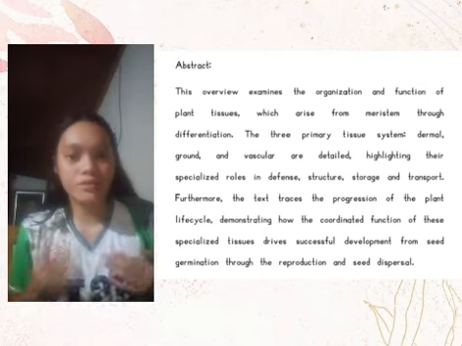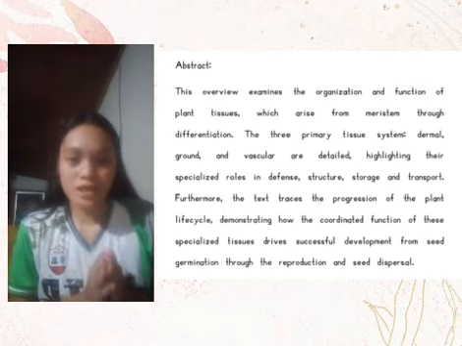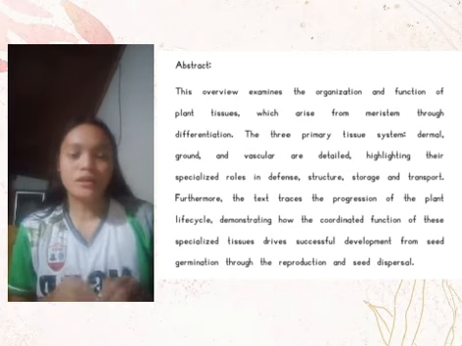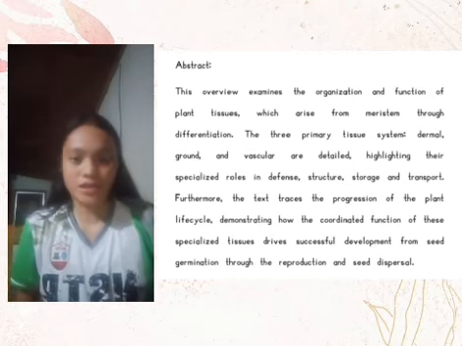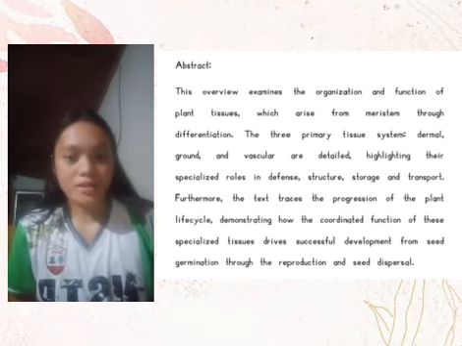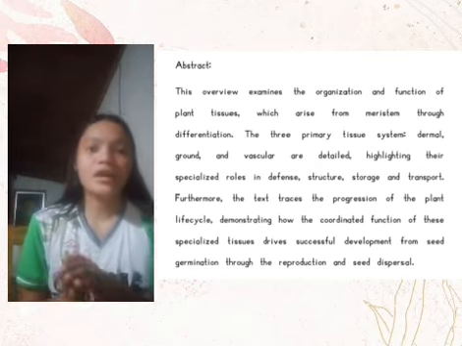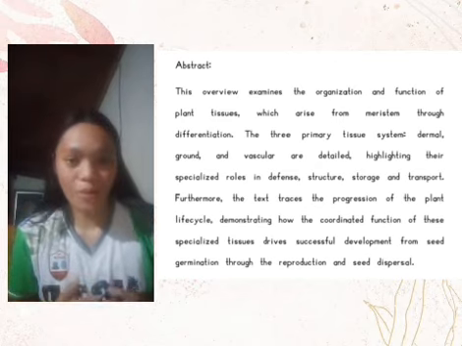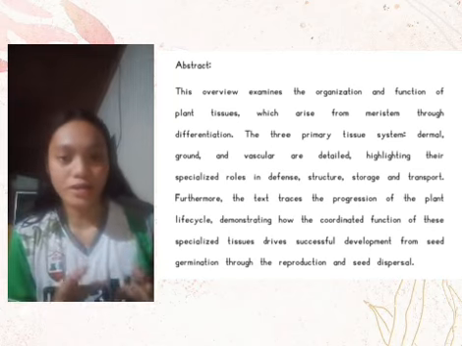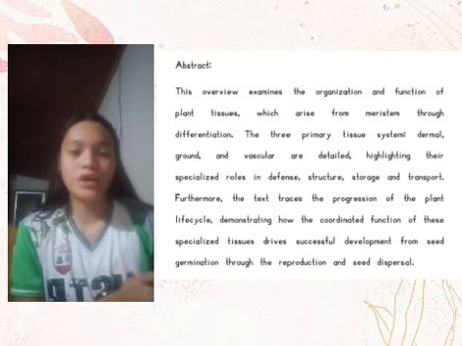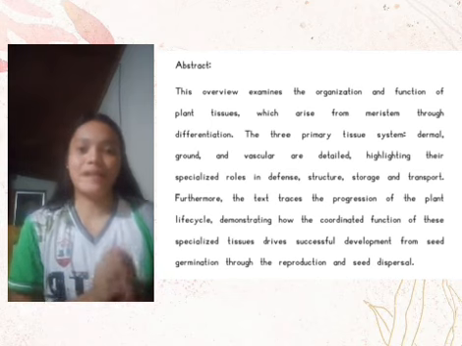It shows how to develop plant tissues from meristem to specialized tissues. So the three main tissue systems, which are dermal, ground, and vascular tissues, are important for protection, support, or transport of water and nutrients in the plant. So overall, this helps us understand how plant tissues work together for the growth, development, and survival of plants.